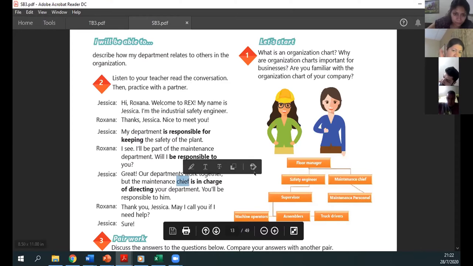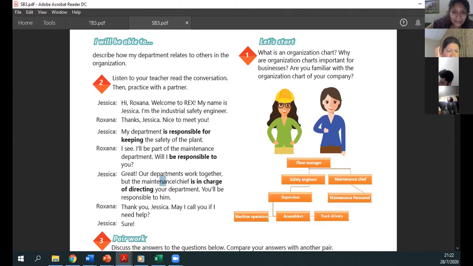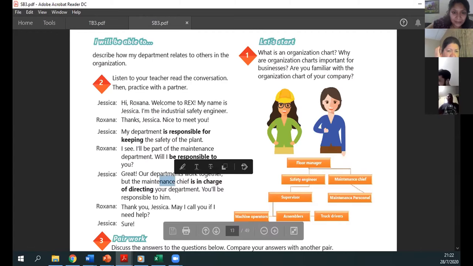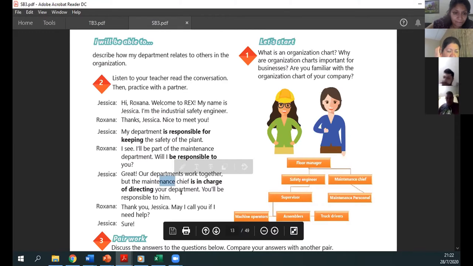Okay. Any other? Maintenance. Just don't pronounce the T or the E. Maintenance. Very good. Great. Any other? And what does maintenance mean? Maintenance es el de mantenimiento. Okay, any other question before moving on to this part?